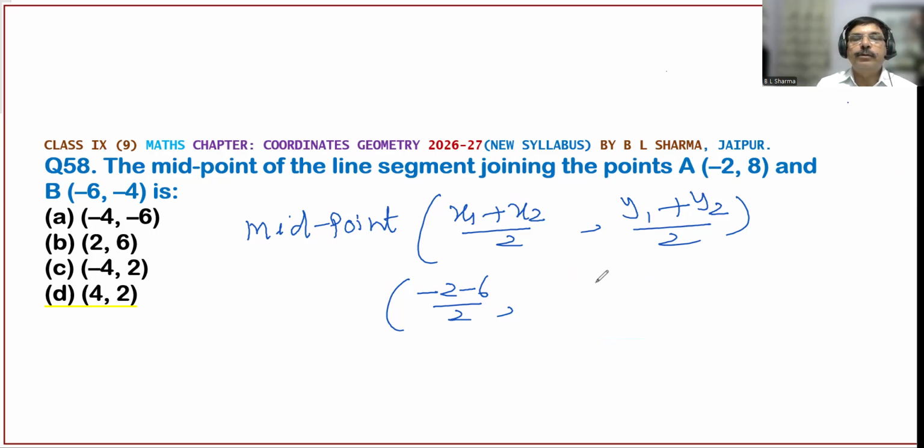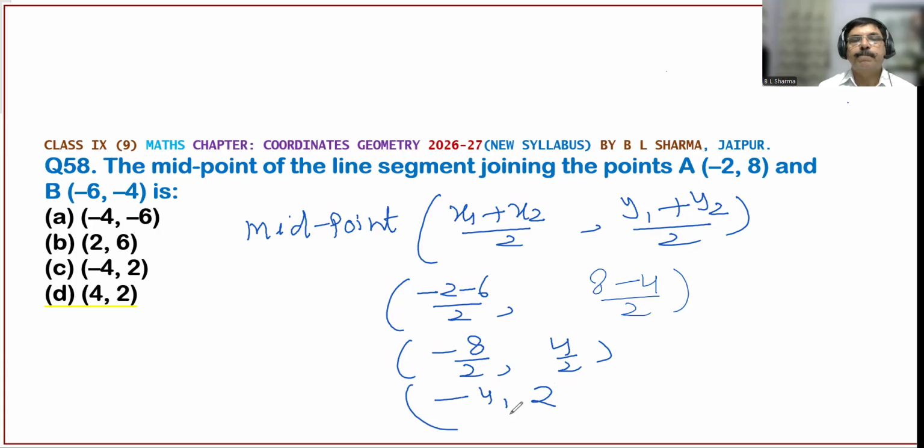8 plus -4 divided by 2. So the x coordinate is -8 by 2, that is -4, and the y coordinate is 4 by 2, that is 2. So the midpoint is -4, 2. So C is the correct option.